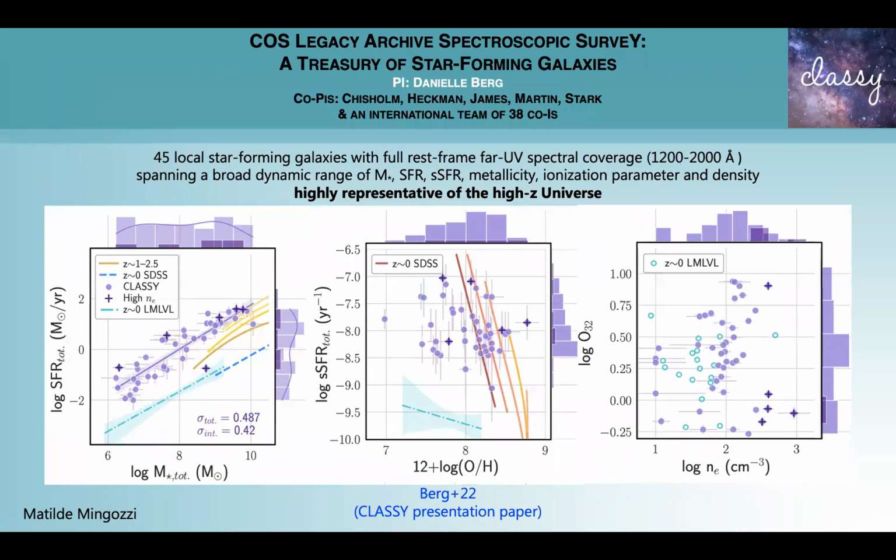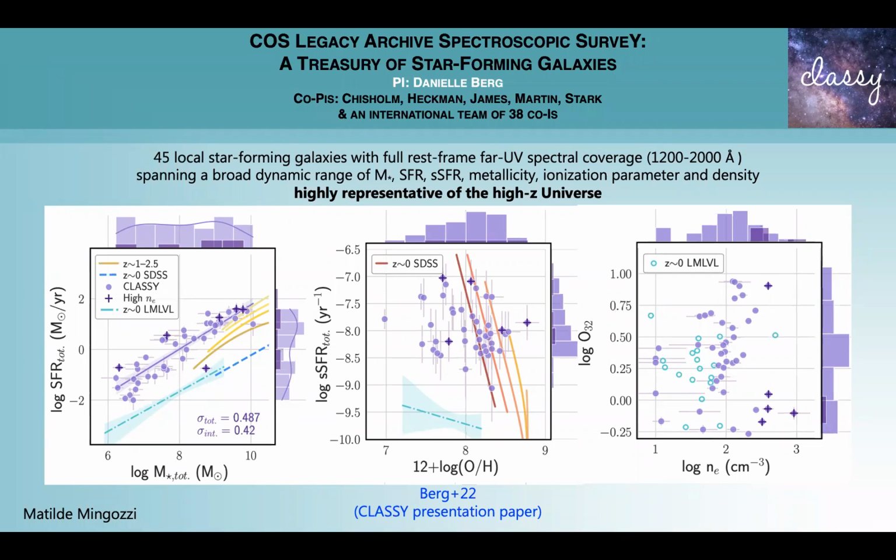So to do this, we need a framework of local galaxies that are redshift analogues, as I was saying before. And to do this, CLASSY is the best survey, because CLASSY stands for COS Legacy Archive Spectroscopic Survey. It's a survey that collects both archival observations of HST and new observations, covering from the Lyman alpha to the carbon 3, so from 1200 to 2000 angstrom.